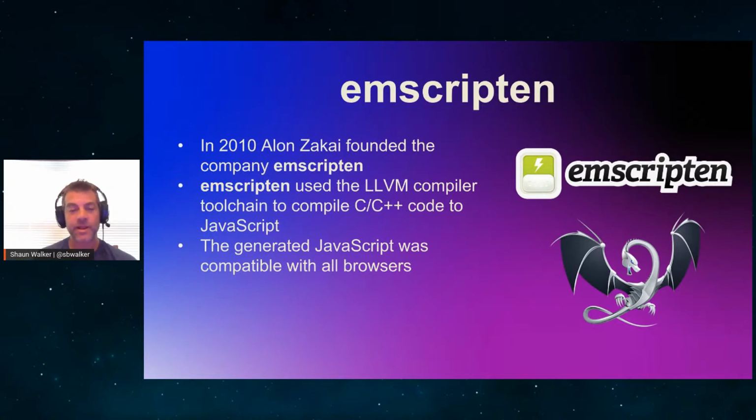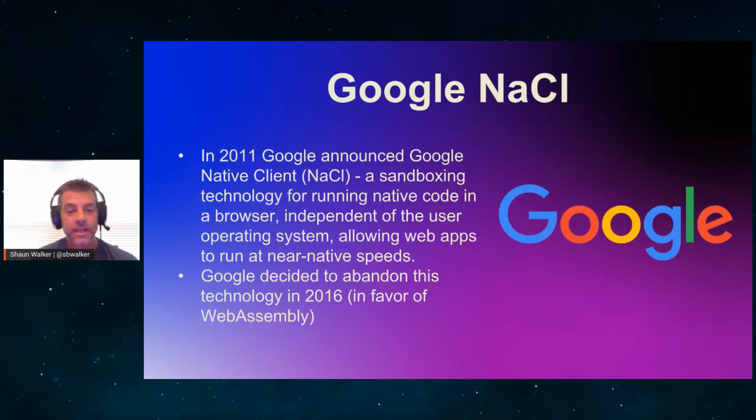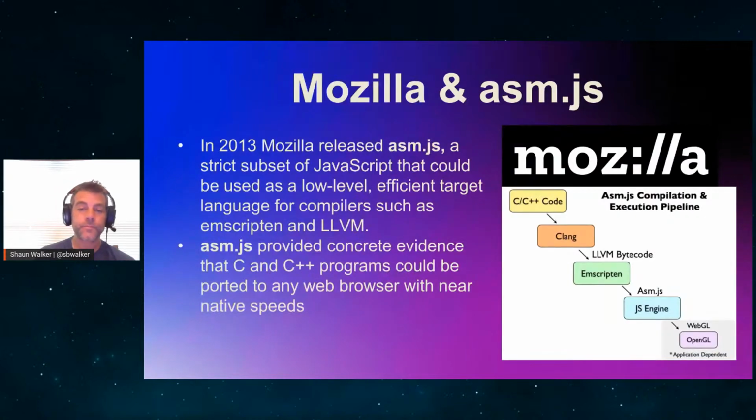But this is going way back to 2010. In 2011, Google announced NaCl, the Native Client, which was their attempt at creating a technology that would allow you to run native code in the browser at near-native speeds. Google pushed this for a while and created a number of applications around it, but it never really caught on, and they decided to abandon it in 2016 in favor of WebAssembly.